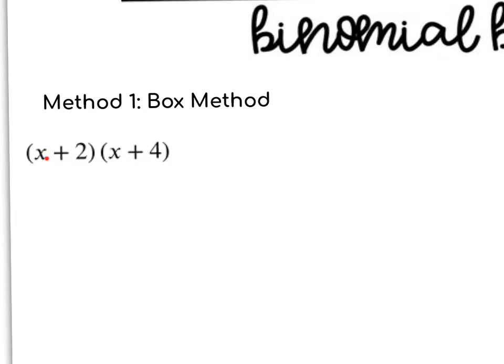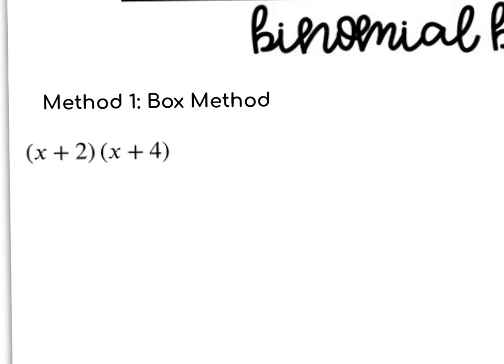So I have a binomial here that has two terms. I have a binomial here that has two terms, and I'm multiplying them together. So this parentheses times this set of parentheses. I'm going to show you two different ways. Some of you will like one way, some of you will like the other. You can do what you want most of the time unless you're told to do it a specific way. I'm going to show you the two ways, and then you can decide what you like best, okay?